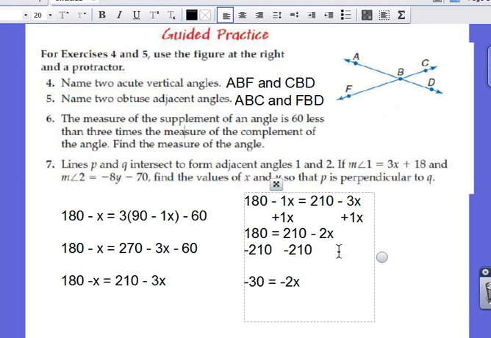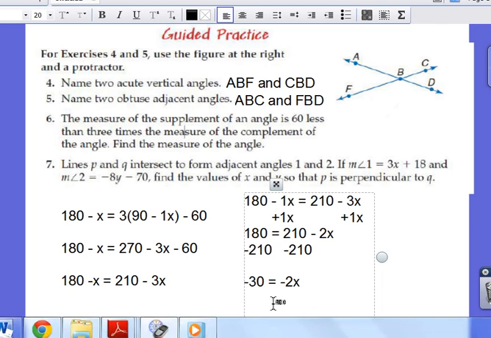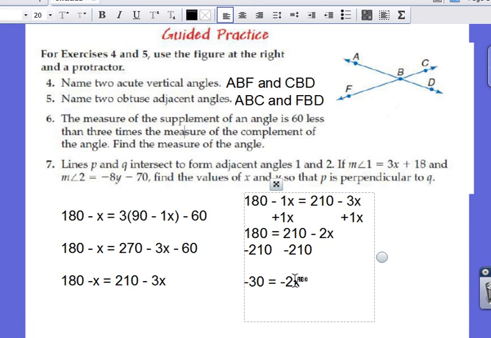Alright, so then all we got to do is divide. So we divide by 2. Don't forget, you're dividing by negative 2. So negative 30 divided by negative 2 gives you a positive 15. And that's the answer for that.